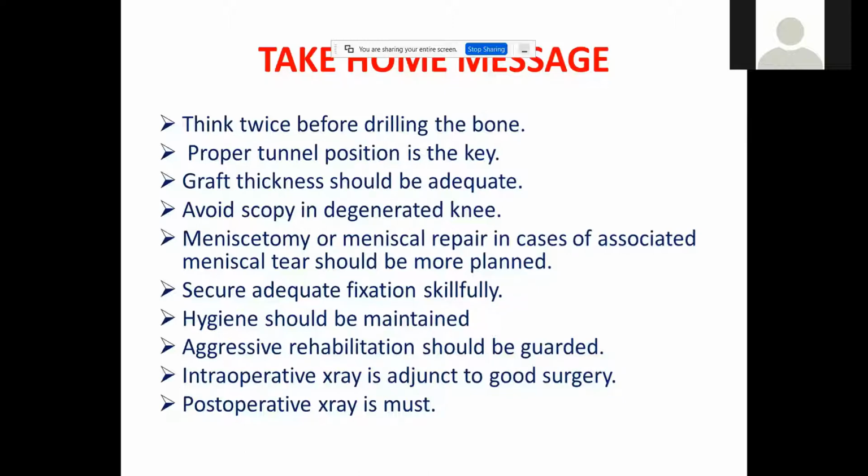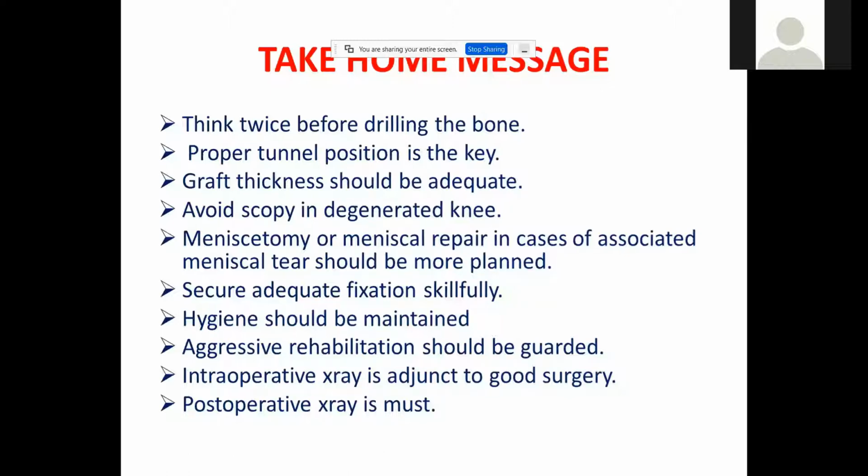Meniscectomy and meniscal repair: in cases of associated meniscal tears, it should be more planned. Meniscectomy or inadequate meniscal repair is a very common cause of ACL failure. When you are going for ACL reconstruction and you find that the meniscus is torn, go for repair if possible. It is very important. Otherwise, later on the patient will come with a complaint of pain, and you will tell them they have to go for second look surgery. It's a very common cause of secondary failure. Meniscal injury is very commonly associated with ACL injury. If you are going for meniscectomy or meniscal repair, you should be more precautious and more oriented.